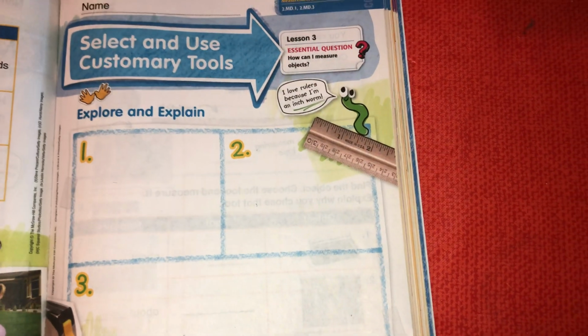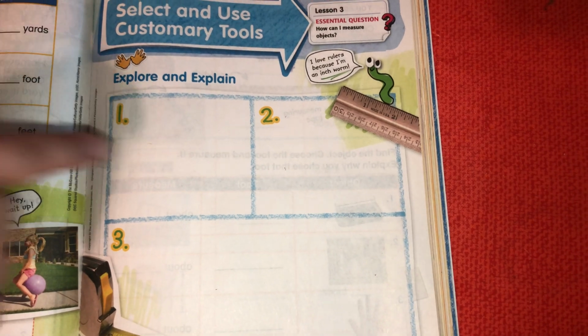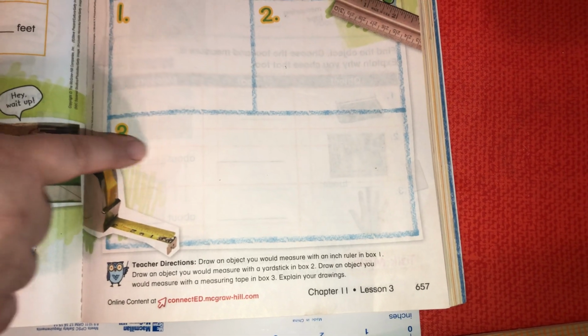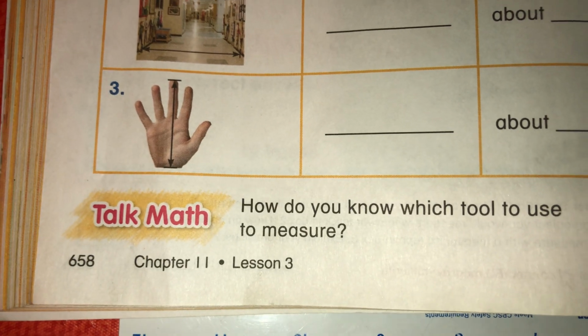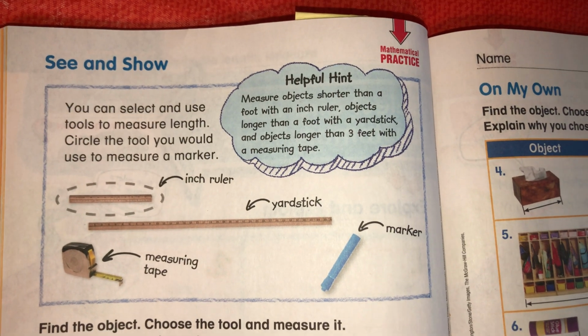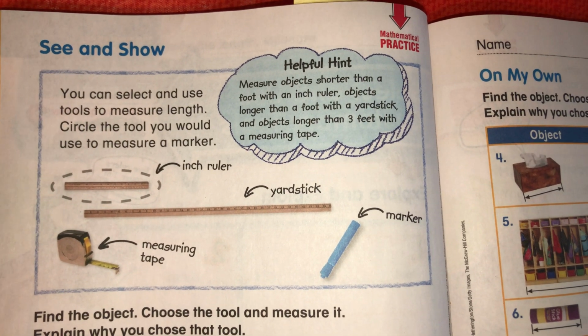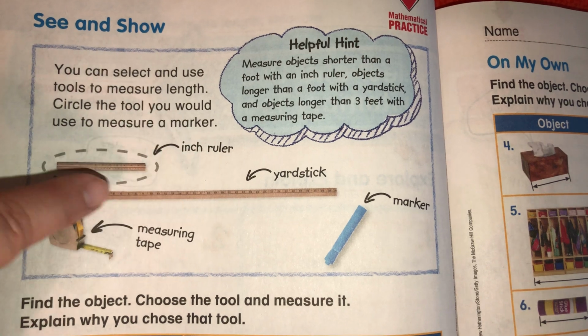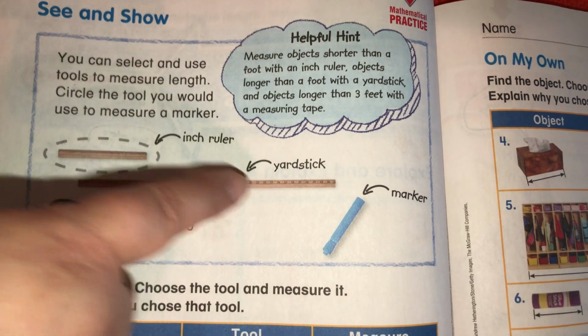So if you draw something here, explain why you would use a ruler to measure that object. Whatever you draw here, explain why you would use the yardstick to measure that object. And whatever you draw here, explain why you would use a measuring tape to measure that object. Then turn the page, and like I always tell you, the top of the page always has some very useful information. At the top of page 658, it says you can select and use tools to measure length. Circle the tool you would use to measure a marker. And there you see the different measuring tools that I just talked about.